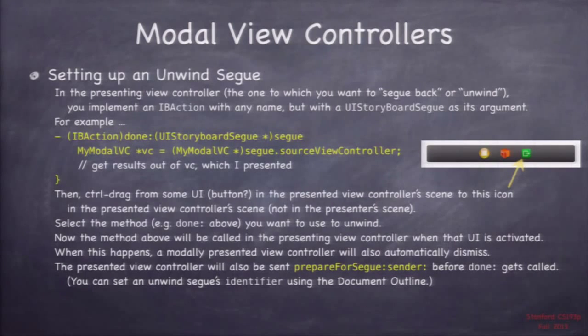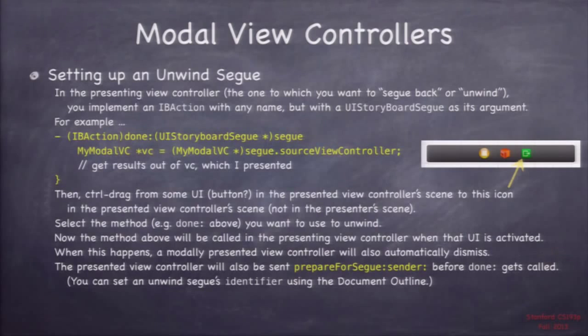Okay, now that you know who you're unwinding from, you could ask that thing, like the add contact view controller, what was the contact you added? You just unwound to me, obviously you chose your contact. What was the contact you added? And so now you've got the contact. You could add it to the list of contacts or whatever you want to do.